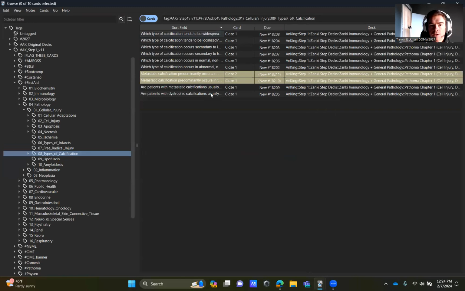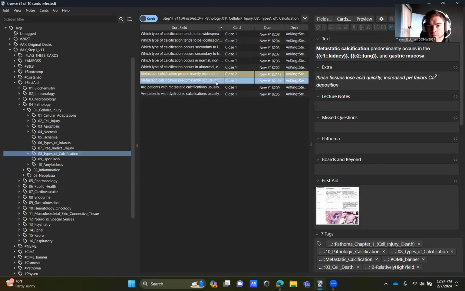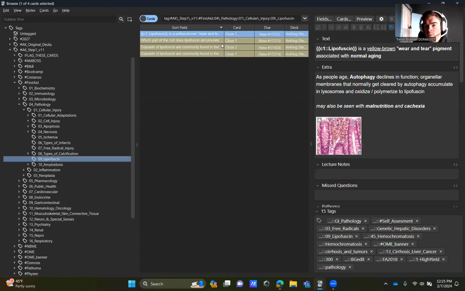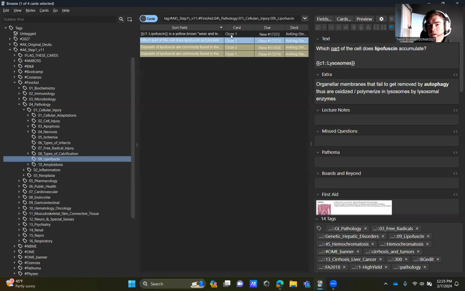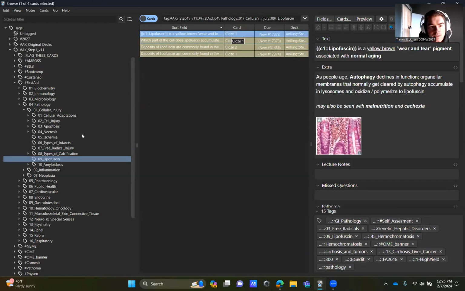Types of calcifications. You want all of them except these two here, talking about metastatic calcification predominantly occurring in the kidney, the lung, or gastric mucosa. That just wasn't directly mentioned, and I don't feel like it's high yield, so I wouldn't pick that up now. Lipofuscin, just pick up the first one. That's just helping me know what lipofuscin is, if I'm even saying it right. These are your liver spots. The other ones, I don't feel like, are high yield at the moment.